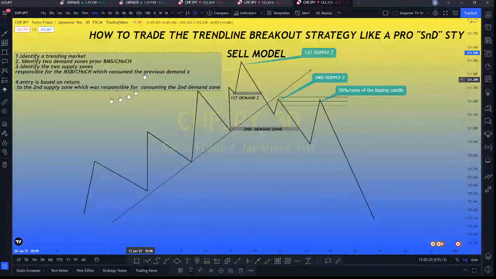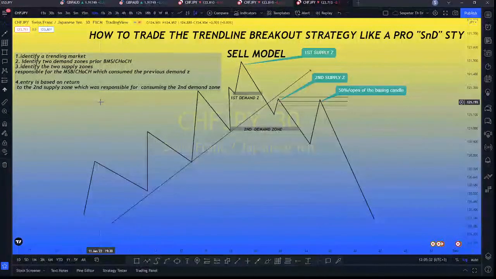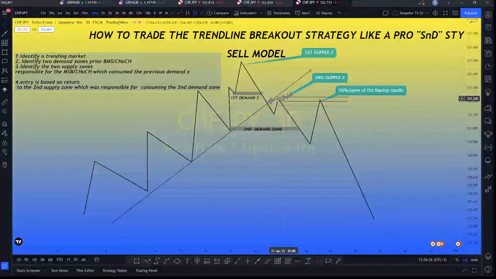So those are the key things, the 4 points to look at in the sell model. I'm going to go into the chart examples of the sell model. I hope everything is clear. Demand zone before the break of structure. And then identify the supply zone responsible for breaking the first and the second demand zone. And then the entry will be based on this return.